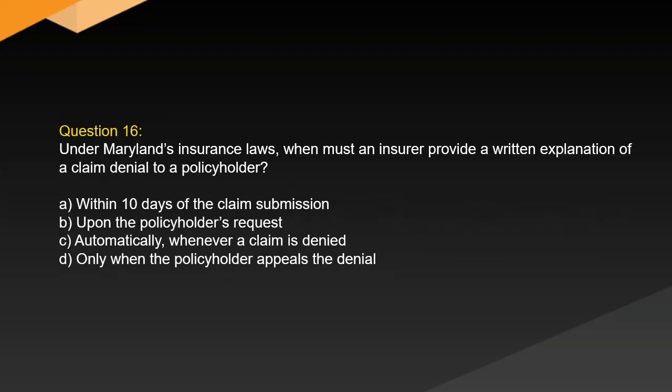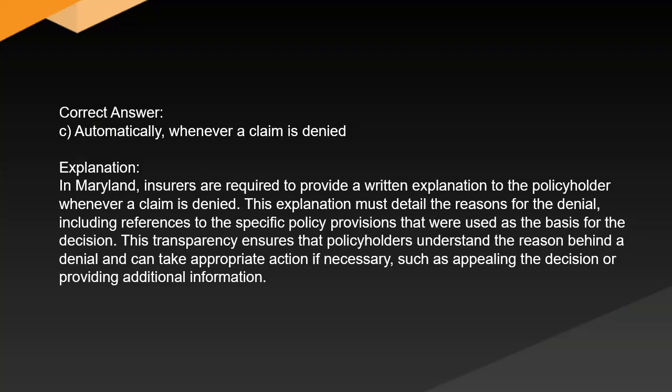Question 16. Under Maryland's insurance laws, when must an insurer provide a written explanation of a claim denial to a policyholder? A. Within 10 days of the claim submission. B. Upon the policyholder's request. C. Automatically whenever a claim is denied. D. Only when the policyholder appeals the denial. Correct answer: C. Automatically whenever a claim is denied.